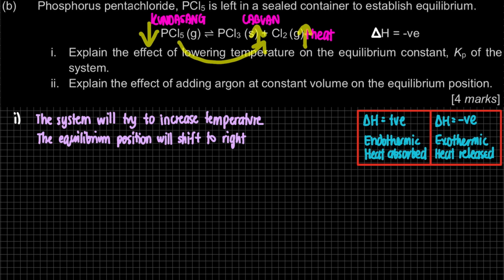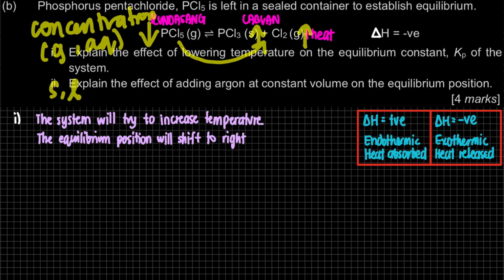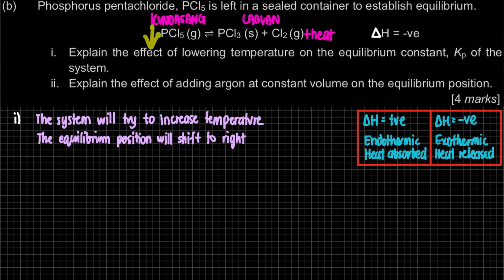But then again, when we're talking about decrease or increase, this is about concentration. Concentration is only for our gas and aqueous. For our solid and liquid, the concentration remains constant, so we do not mention increase or decrease. So we have to mention that PCl5 will decrease, so shift to the right. PCl3 is again a solid, so it's not included in the concentration. So Cl2, our product, will increase.